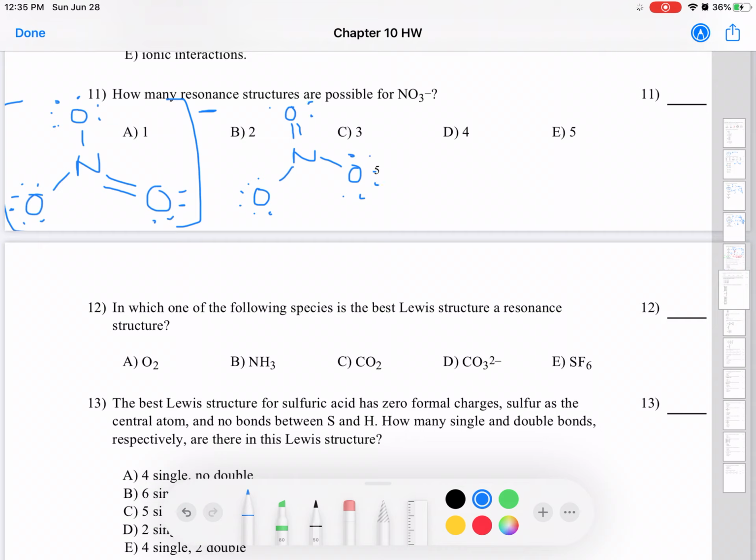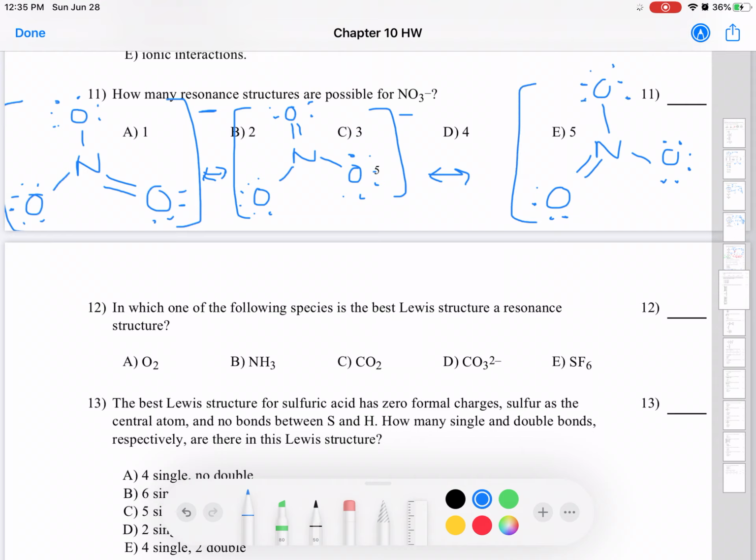So you put the lone pairs on nitrogen. So that's another one. Overall, it has a negative charge. And then you can draw another resonance structure, putting the double bond between nitrogen and the other oxygen. There would be something like this. So there are a total of 3 resonance structures possible for the nitrate ion. So these are the 3 possible resonance structures. Okay.